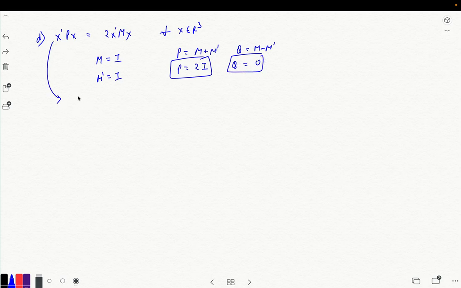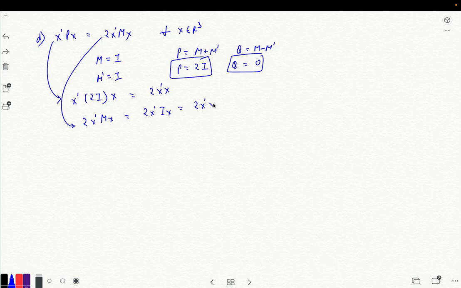What is the equation? The equation is x transpose, what is P? Twice of I, x. What is this going to be? This is going to be twice of x transpose x. Okay, now let's check this one. That is twice of x transpose mx, and what is M? M is identity, so twice of x transpose Ix, that is twice of x transpose x. So yes, left hand side is equal to right hand side.